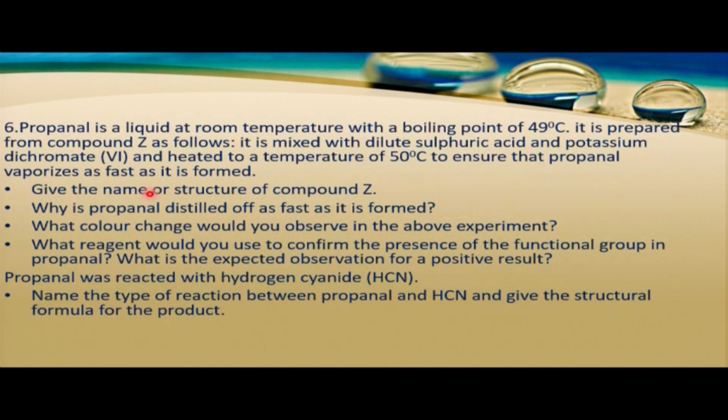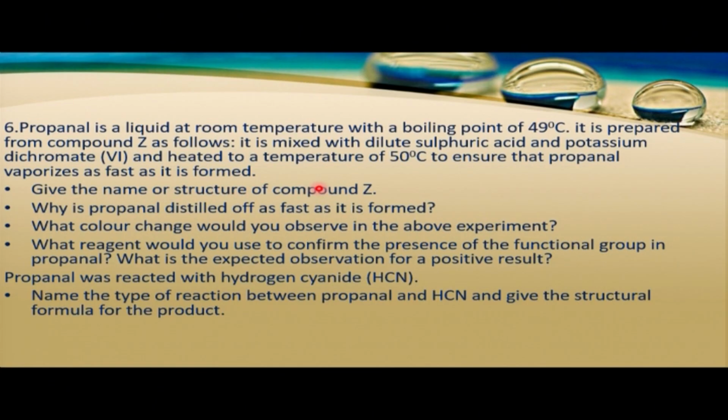Now let's go to the last, which is very simple, before I read for you the other exercises. Propanal is a liquid at room temperature with a boiling point of 49 degrees Celsius. It is prepared from compound Z as follows. It is mixed with dilute sulfuric acid and potassium dichromate. This is an oxidation at this temperature to ensure that propanal vaporizes as fast as it is formed. Give the name or the structure of compound Z.